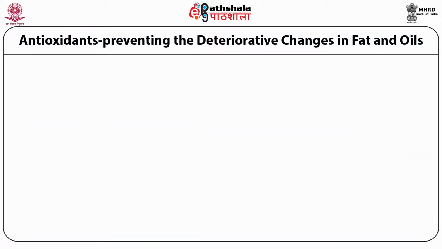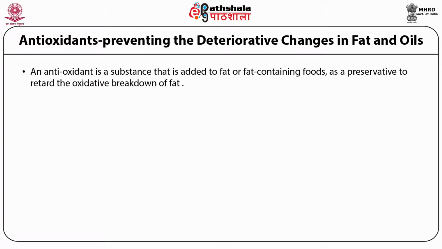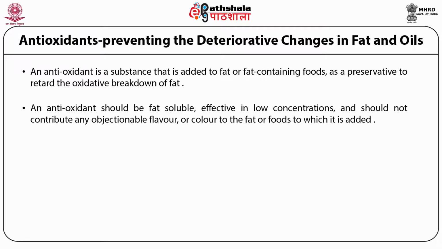Now we will see the role of antioxidants in the prevention of deteriorative changes in fats and oils. An antioxidant is a substance that is added to fat or fat-containing foods as a preservative to retard the oxidative breakdown of fat. An antioxidant should be fat-soluble, effective in low concentrations, and should not contribute any objectionable flavor or color to the fat or foods to which it is added.